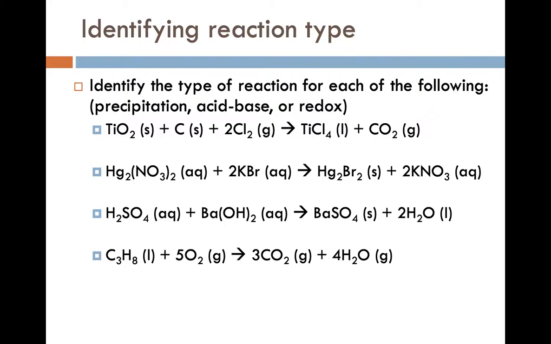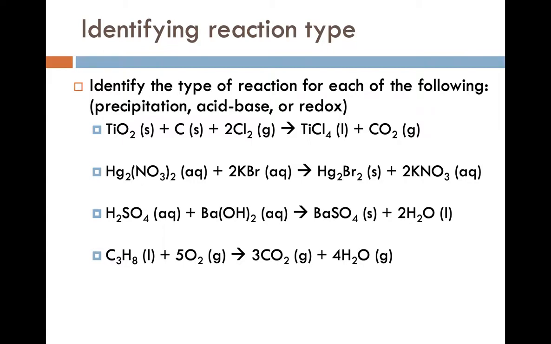All right, so the last little bit to leave off right now is going to be identifying reaction types. Here, I have some different reactions, and we want to identify what type of reaction they are out of the main three that we've talked about from this chapter: either precipitation, acid-base, or redox. Right. If you want, you can pause and try your own, and then come back and look at the answers here in a moment.